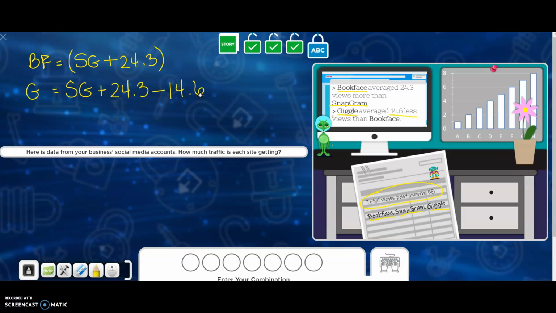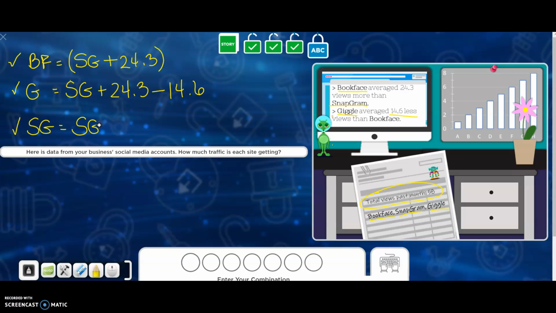And if you will notice, I still only have 2 sites, 1, 2. So my third site is Snapgram, and I know nothing about that. So I'm just going to leave it as a variable. I'll just call it SG because I know nothing about that site. And when we have an unknown number in math, we give it a variable. So now I'm going to put all of these together into one equation.